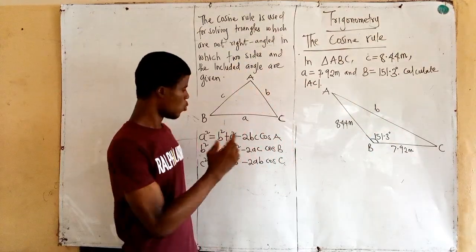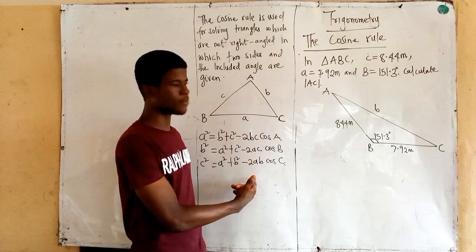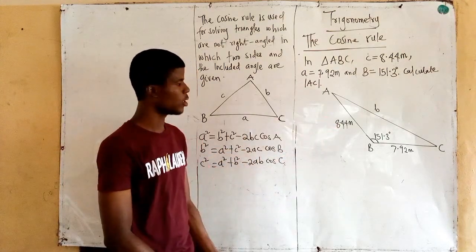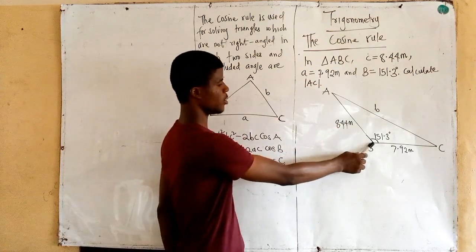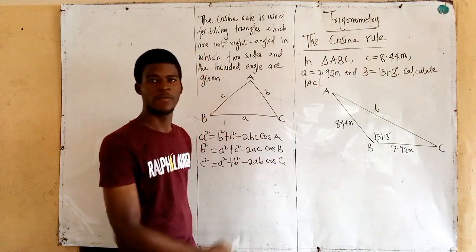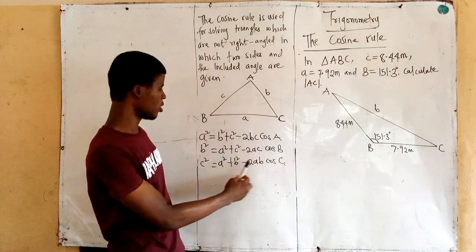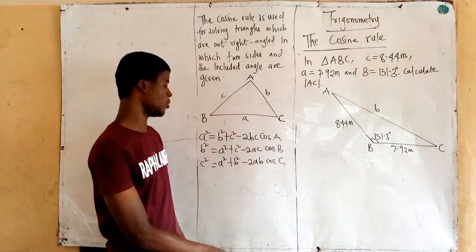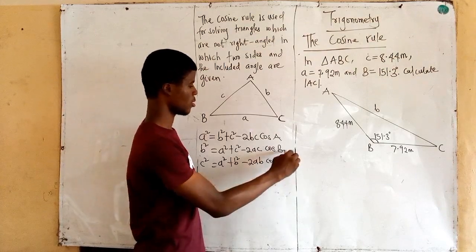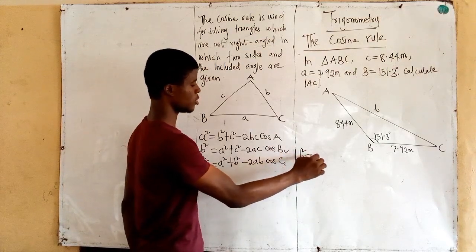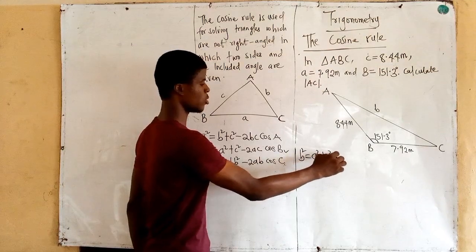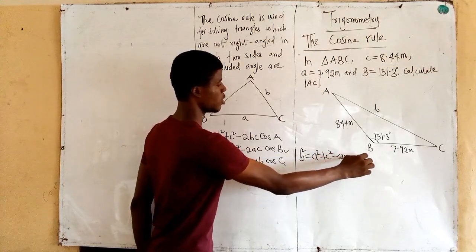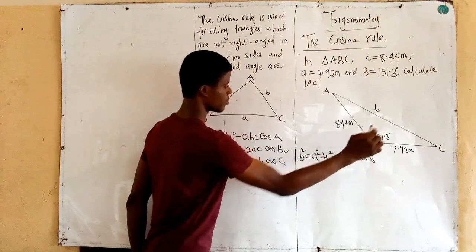Okay, which one of these three formulas matches this question? We have angle B here. That's what will determine the formula to use. We are going to make use of the second one. So b squared is equal to a squared plus c squared minus 2ac cos B.